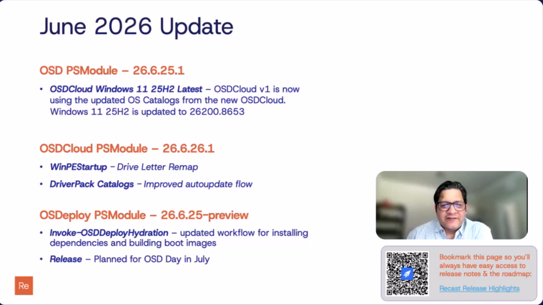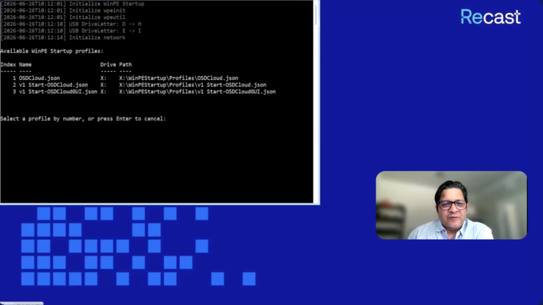So next two slides, I've got a couple of screenshots to somewhat explain. This is the new WinPE Startup, which is part of the OSDCloud PowerShell module, and you can see fourth and fifth line and the USB drive letters have been remapped so they don't interfere when the disk is partitioned. And then the next slide.